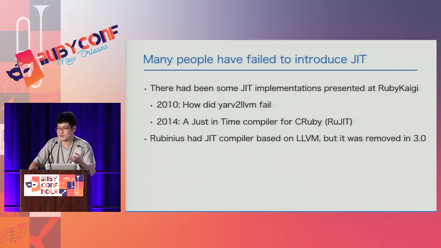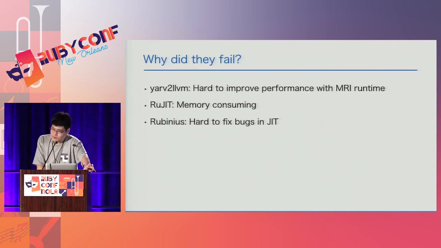I believed so, and I read the Rubinius code before I implemented LLRV, but actually it didn't have a JIT compiler in 3.0, because they said the JIT compiler is hard to maintain and has many bugs. So it's a very difficult thing to introduce JIT. But we should solve those problems.